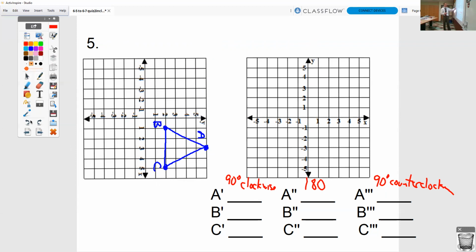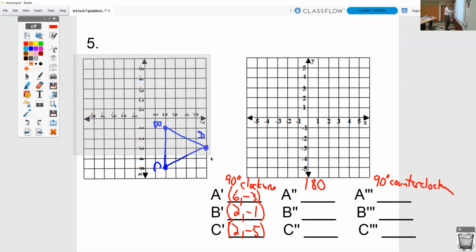Take a look at A. A looks like it's over to 6 and down to 3, but it's not down to 3. Over to 6 is correct, but remember, anytime that we go down, down is always negative. So we're going over to 6, down to -3. B looks like it's over to 2 down to 1, but it's not down to 1, it's down to -1. And then C is over to 2 down to 5, but it's not 5, it's -5. So those are our 3 coordinates.